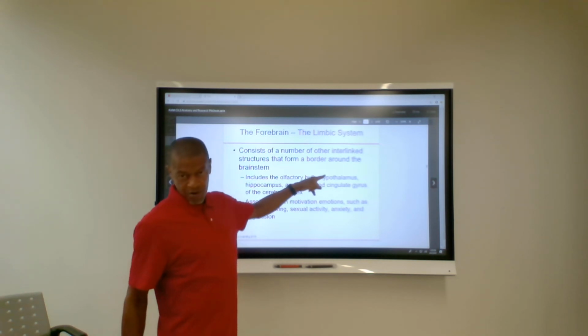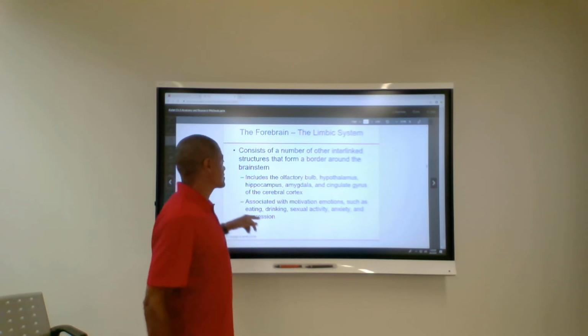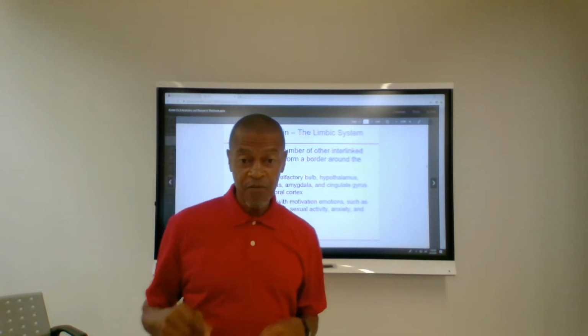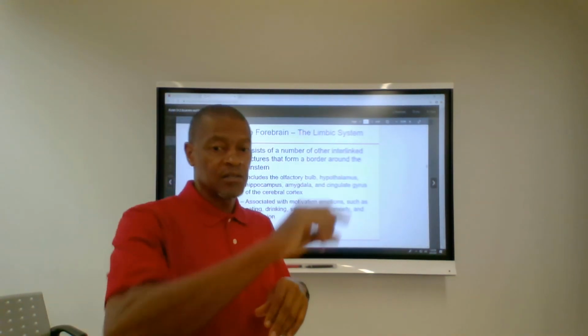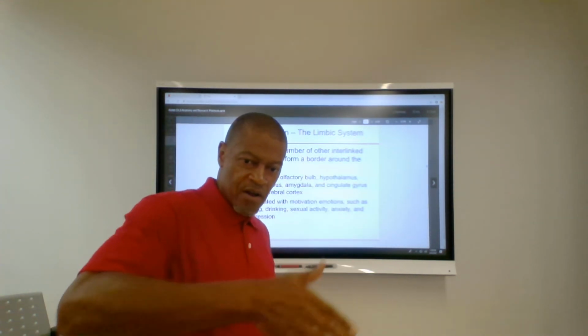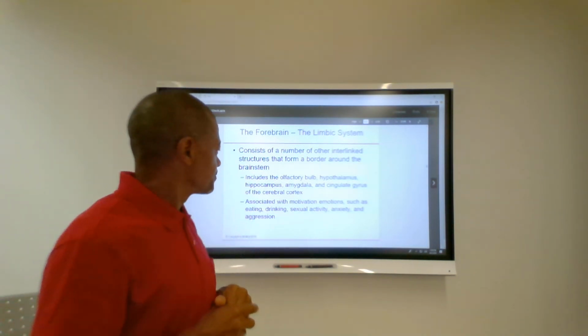The olfactory bulbs, hypothalamus, amygdala, hippocampus, the cerebral cortex, and the cingulate gyrus, which is right above the corpus callosum, are all connected together. Any disruption in there somewhere could impact the person's emotions.